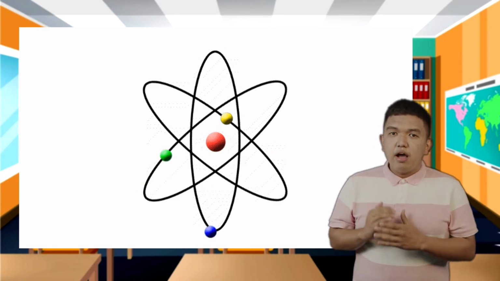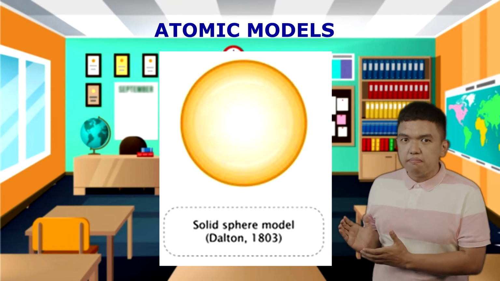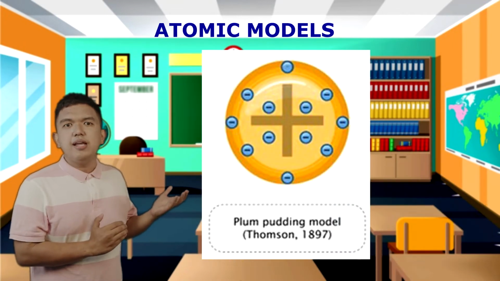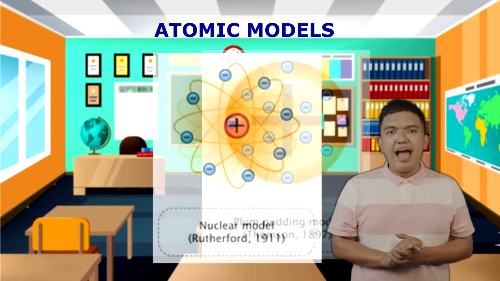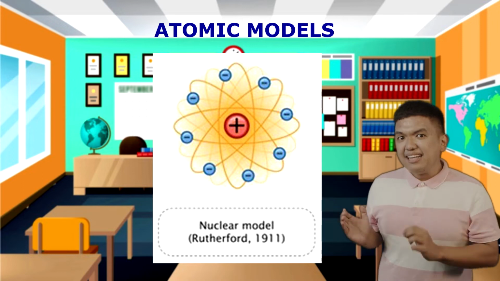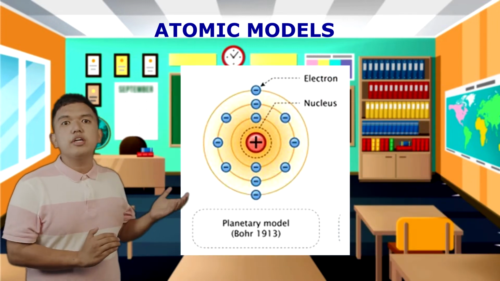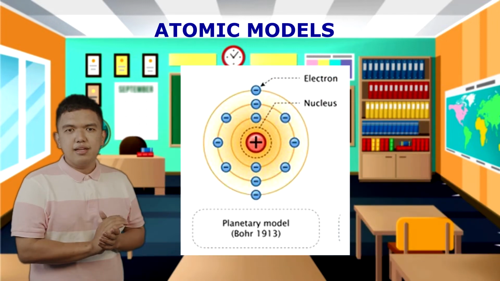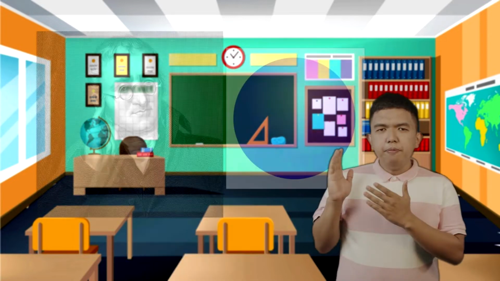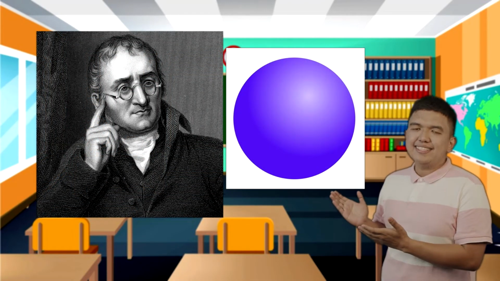We have John Dalton's solid sphere model, J.J. Thomson's plum pudding model. We also have Ernest Rutherford's nuclear model. And lastly, we have Niels Bohr's planetary model. Now, let's talk about the different atomic models proposed by these magnificent scientists.